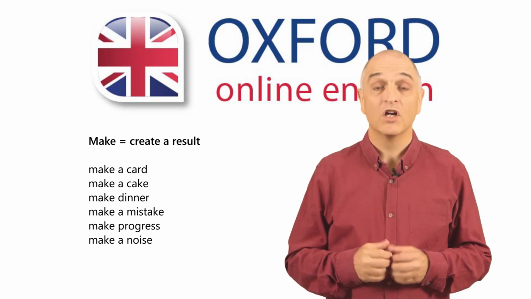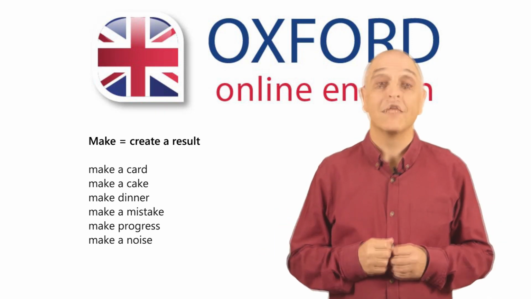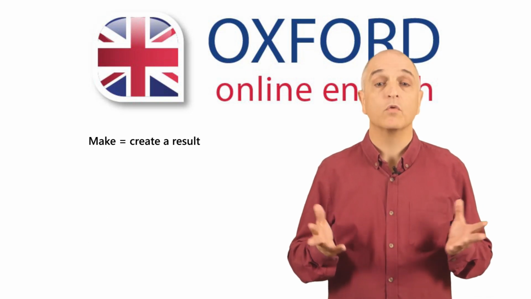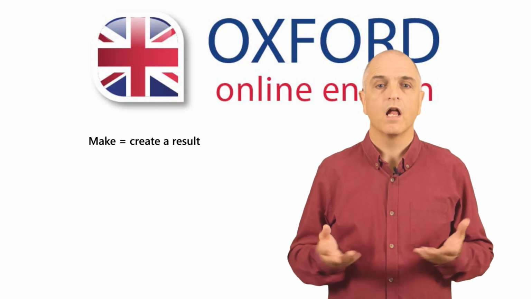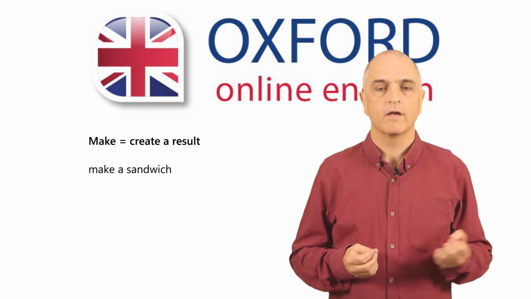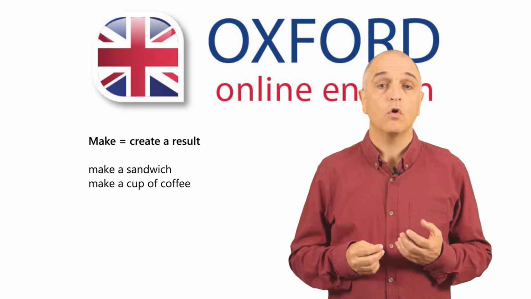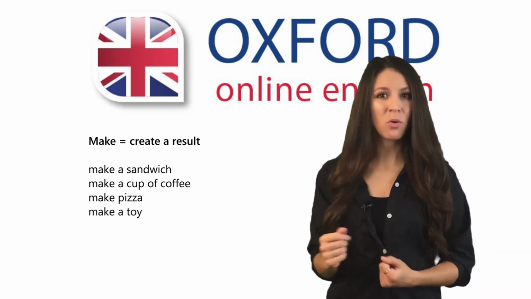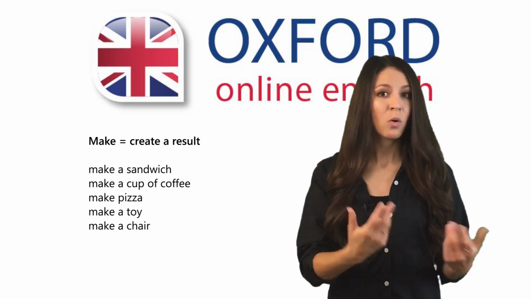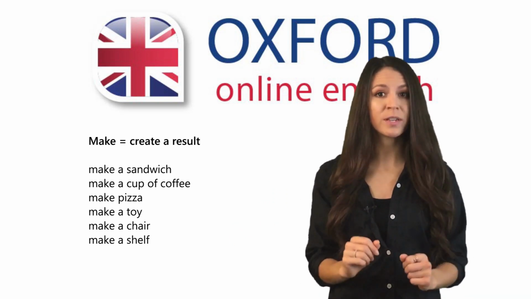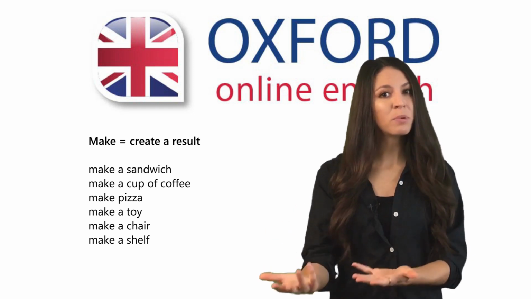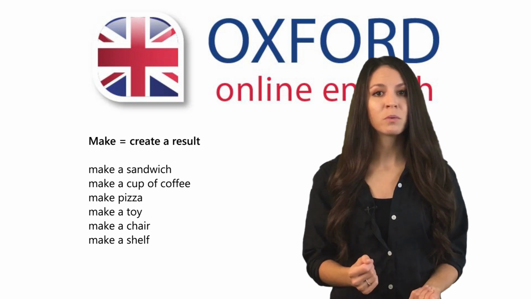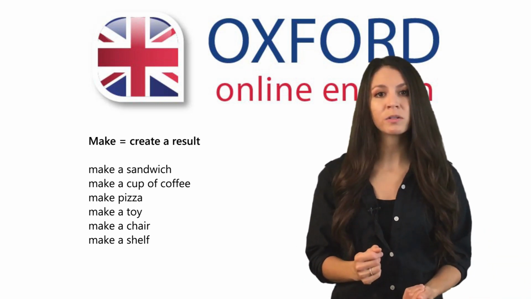Ready? What did you get? For physical results, it's common to use make with food and drink, like make a sandwich, make a cup of coffee, or make pizza. You can also make a toy, make a chair, or make a shelf if you can do it yourself. You can say that companies make things. For example, Apple makes the iPhone, or Honda makes cars.